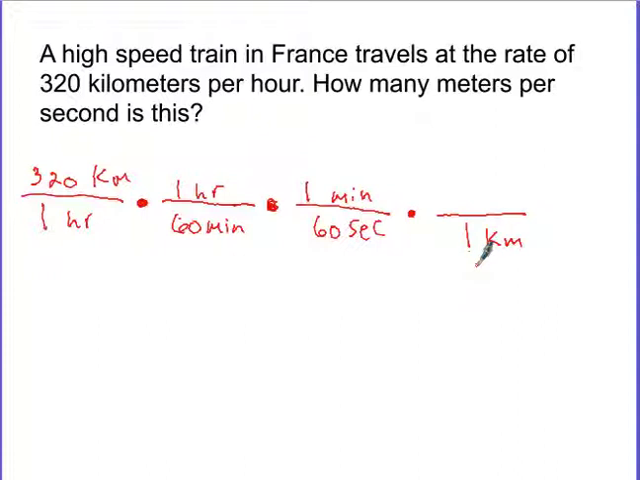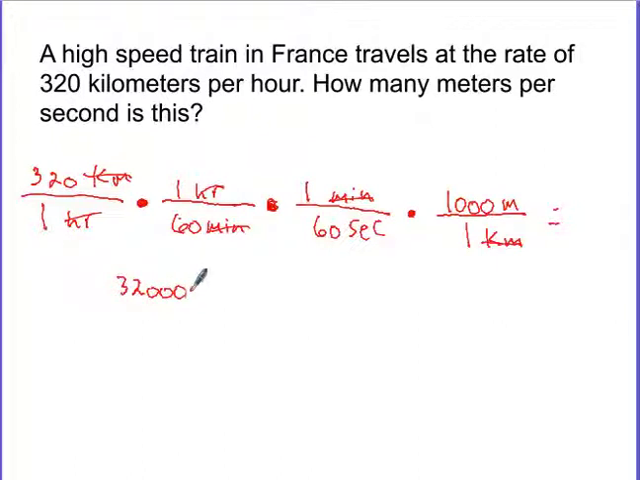And what goes on top? 1,000. 1,000 meters. All right, so the kilometers cancel, hours cancel, minutes cancel. All I have left on top is meters. All I have left on bottom is seconds. Just do the multiplication. 320 times 1,000 is 320,000.